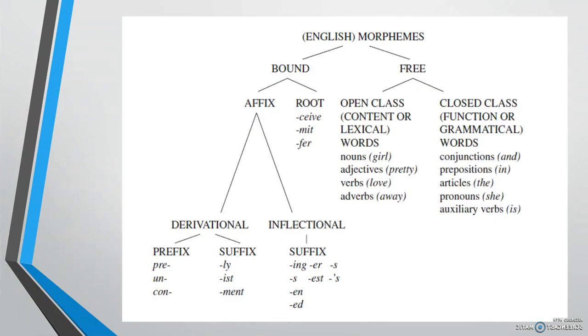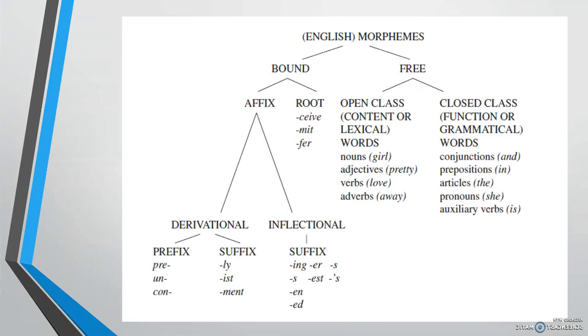To finish this video, we have English morphemes as bound and free. Bound has two types, affix and root. In bound root, we have, for example, sieve, mit, and fer, which are words that by themselves don't have any meaning. We need to add another morpheme. The affix has two types: prefix, which are morphemes that come before other morphemes, and suffix, which come after another morpheme. The inflectionals are always suffixes, such as -ing, -er, -est, -s, and -ed.